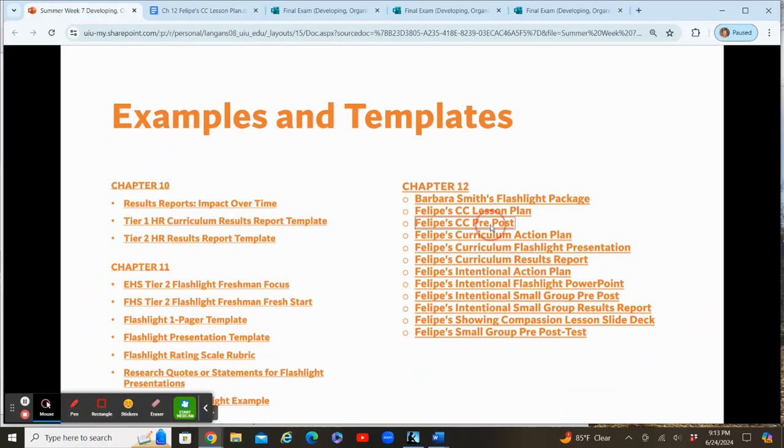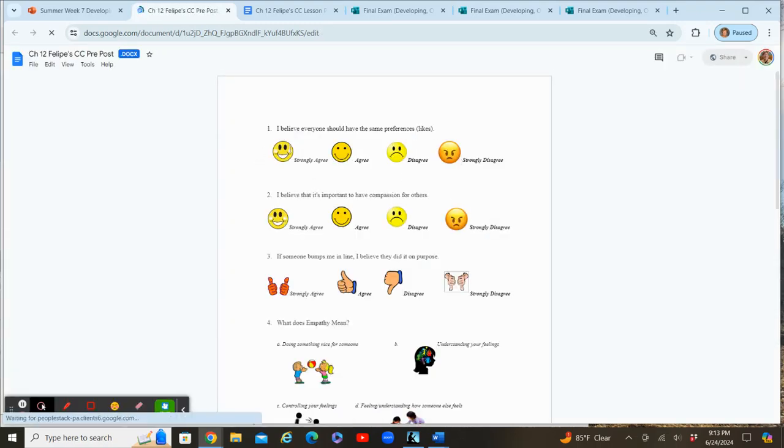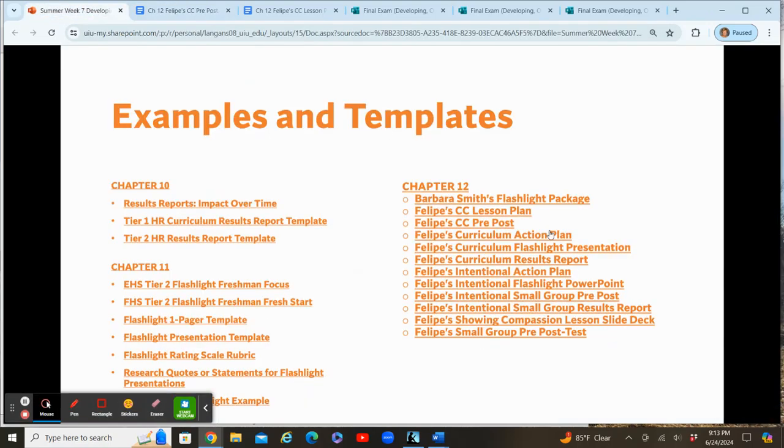Then I want to show you his pre-test and post-test, which we talked a little bit about. His is for younger grades, so again, he uses smiley faces, which I think is very appropriate. He uses thumbs up and thumbs down for strongly agree, disagree, and strongly disagree. This is a unit he does on compassion, and he's asking questions about hurt feelings and things like that. It's going to be measuring some different behaviors. So make sure you include your lesson plan and your pre-post test.